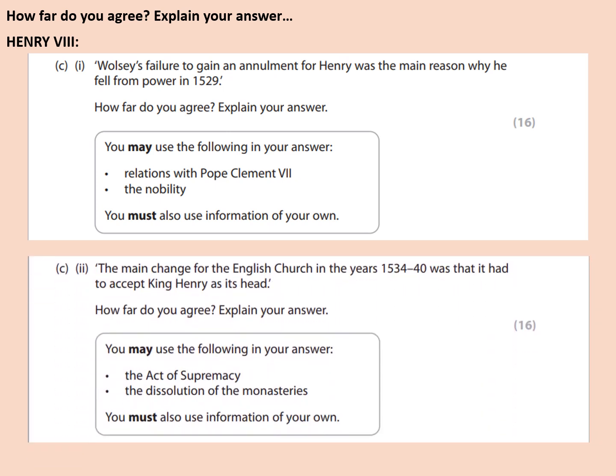Or what about this one? The main change for the English Church in the years 1534 to 40 was that it had to accept Henry as its head. Your stimulus points being the Act of Supremacy and the dissolution of the monasteries. Again, if you're doing this topic, you could pause it here, have a go at those questions, or at the very least choose which one you would do.